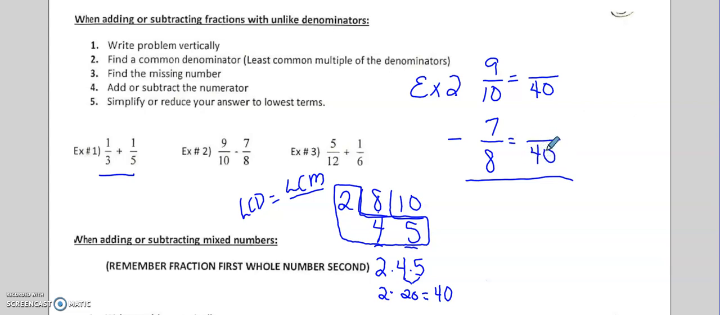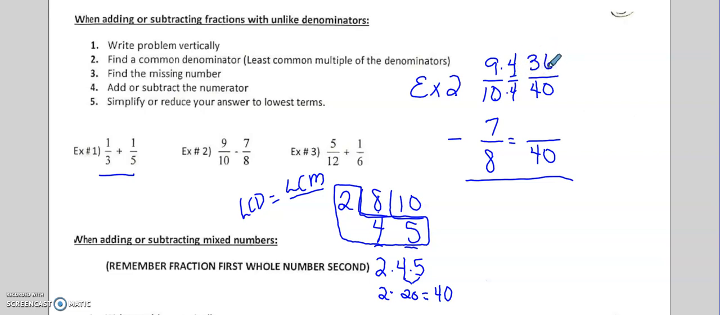All right, I say to myself, what did I do to the 10 to get to the 40? If you don't know, you can use the inverse operation and do 40 divided by 10, and that tells me it's going to be 4, so I multiplied by 4. So 40 divided by 10 is 4, and 10 times 4 is 40. So it works both ways. If you don't know, you can divide to figure it out. And I'm going to multiply up top. 9 times 4 is 36.